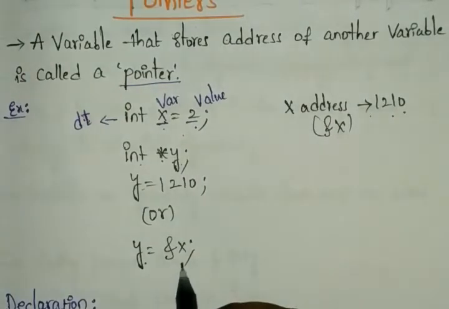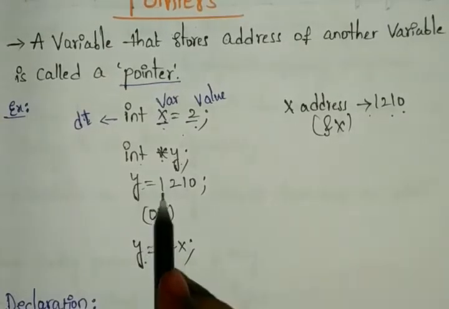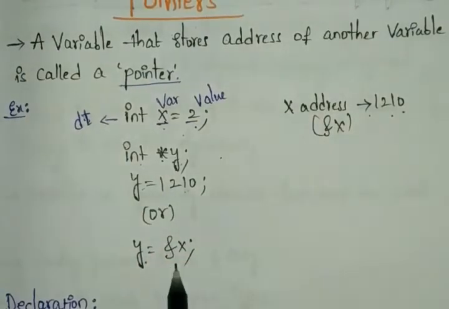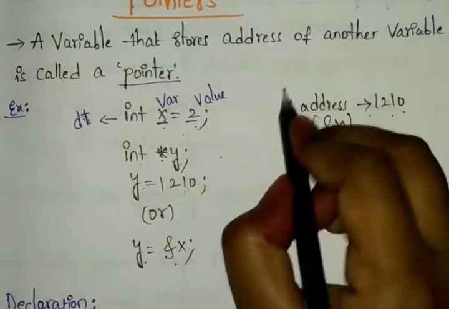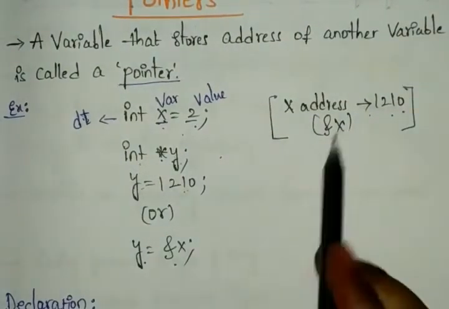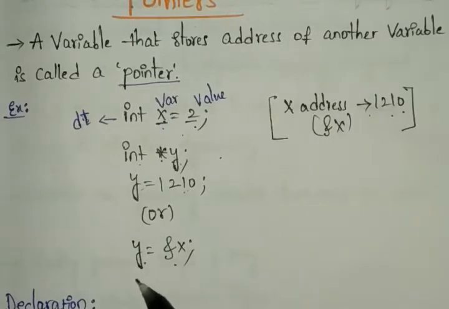Here y is taking the address of the x value. The variable is taking another variable's address, that is here 1210. So you can define it like this, or else you can define it like this. So this is for our knowing purpose. Right, the x address is taking 1210, so that value will be our y value.